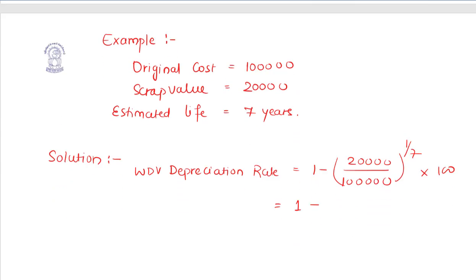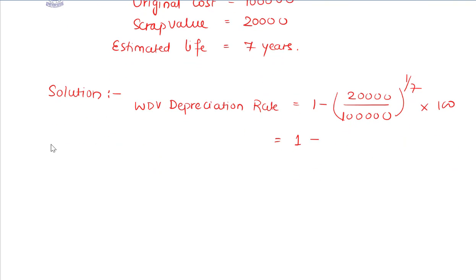So if you solve this on your calculator, you'll get the figure 0.7946. So 1 minus 0.7946 is 0.2054, multiplied by 100, that will give you the figure 20.54%. I believe you understood this.